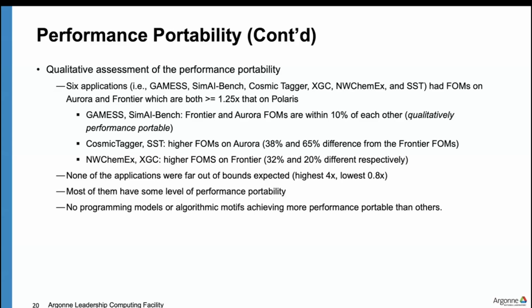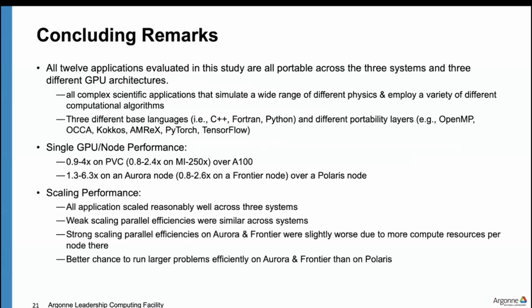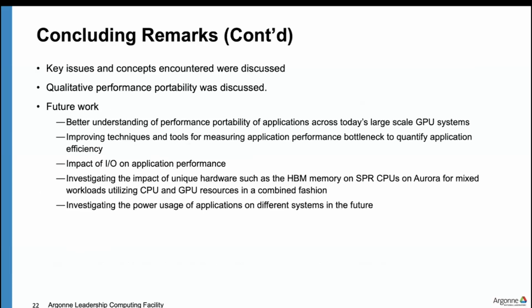Maybe that's because we just have 12 applications, maybe not too much data. So, concluding, using the 12 applications, we tried to evaluate performance across different systems. We wanted to cover a very wide range of domains, and also different computational algorithms, different base languages, and different portability layers, and investigate GPU-based, node-based, and scaling data. We also discussed key issues and concepts for performance and qualitative performance portability.